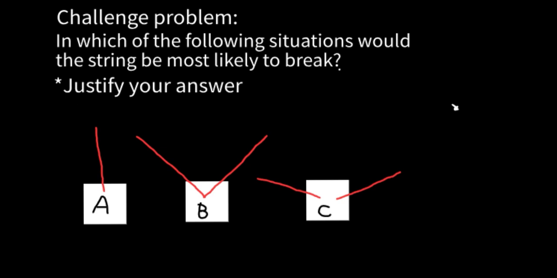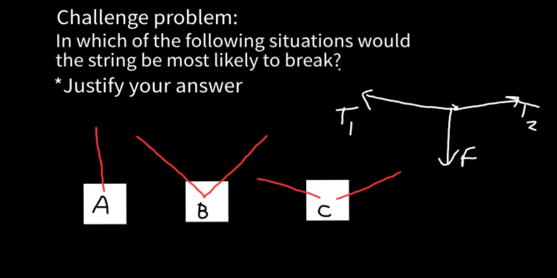So we have force of tension 1, force of tension 2, and the force of the earth. Alright, so for each of these boxes, the vertical components of tension have to balance the weight of the box. But box C has the majority of its tension horizontally, right?